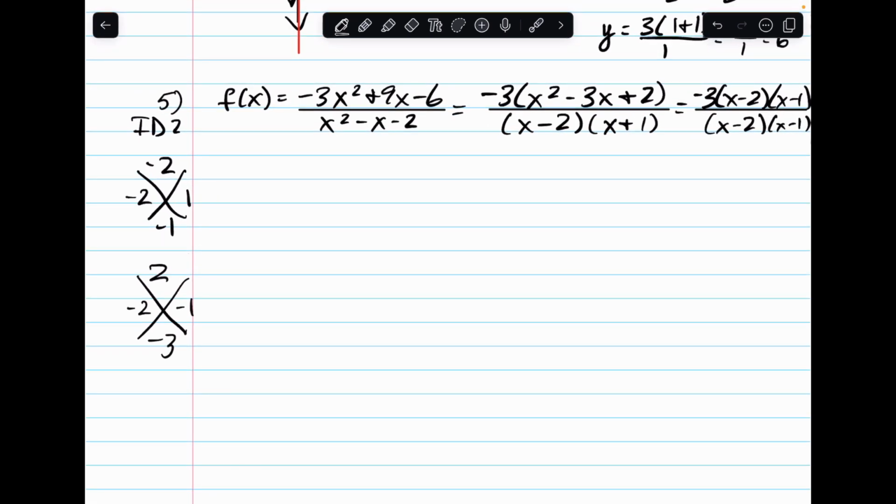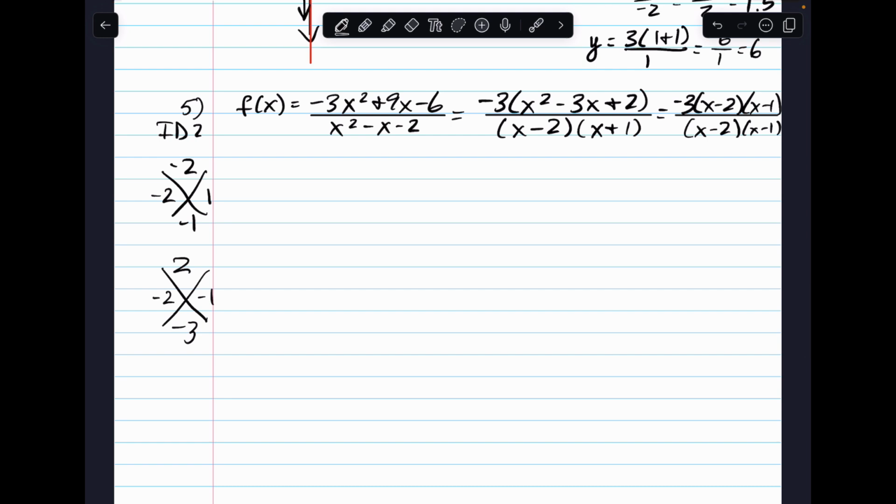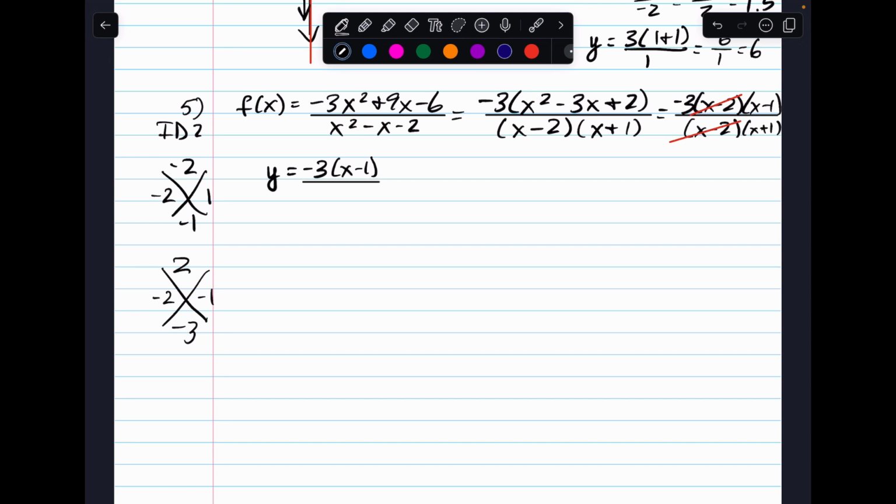And now I'm going to try to factor as much as I can. Oops, messed up somewhere. That's a +1. Okay, everything else looks fine. Cancel what you can. X minus 2, that's a factor. X minus 2, that's another factor that you can cancel out. This leaves me with my new equation: y equals -3 times (x minus 1) over (x plus 1).